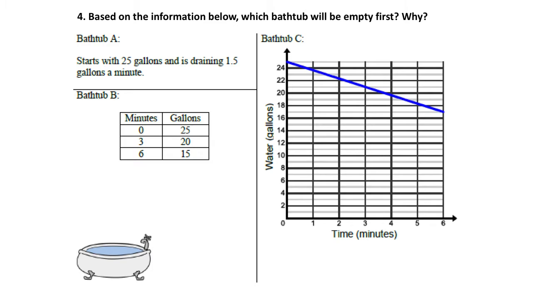All right, this one's just asking which bathtub will empty first. So bathtub A starts with 25 gallons and is draining 1.5 gallons per minute. So what you can do on part A, if you wanted to write the equation, you could, but you could start, if you wanted to, with 25. And then you say, well, take away 1.5, that'd be 1 minute, and then another 1.5, that's another minute, and just keep going from there.